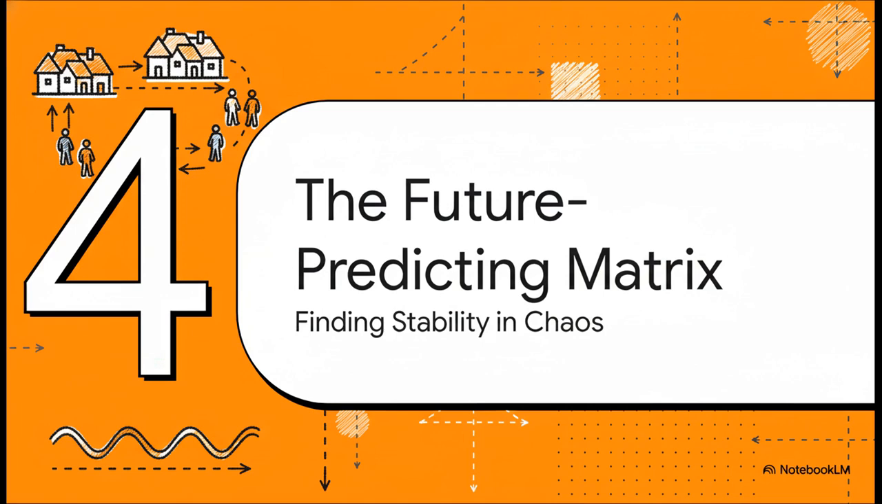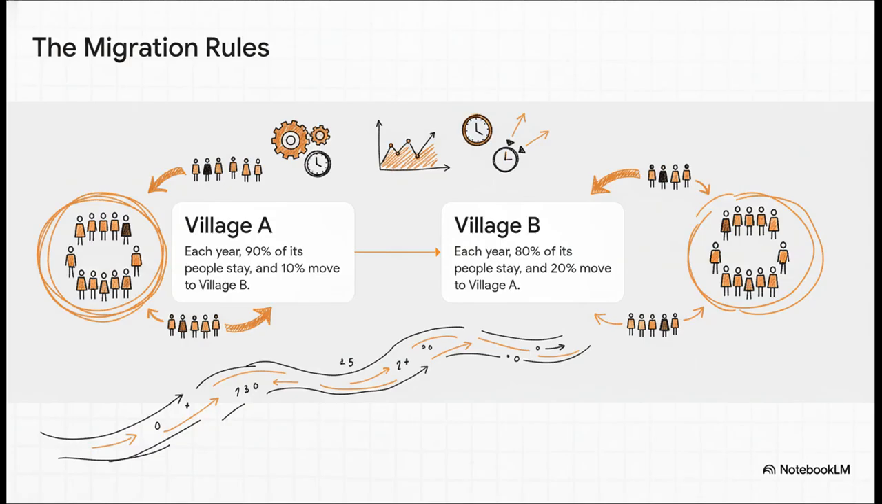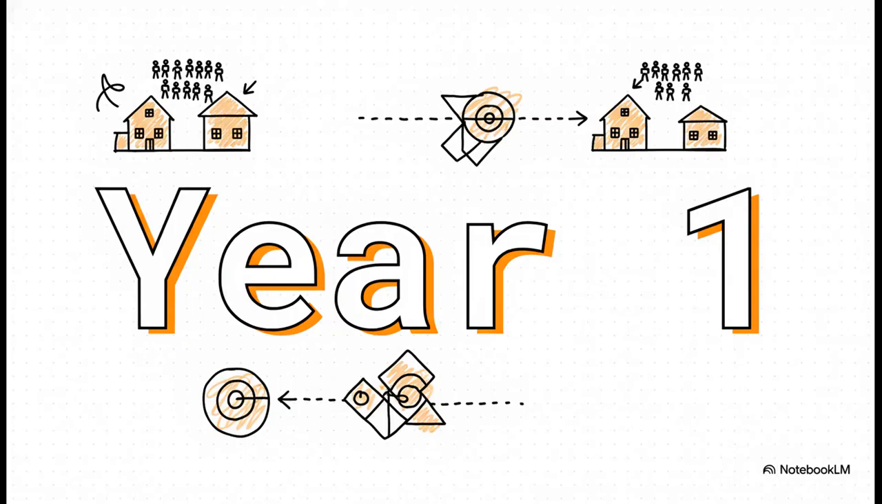Every single year, a bunch of people move between them, which creates this dynamic, always changing system. The rules for this migration are super simple and they never change. Village A is a little more popular, so it holds on to more of its residents. Village B, on the other hand, loses a slightly bigger chunk of its population to Village A each year. And believe it or not, these 2 little rules are all we need to predict the entire future of these villages. So let's say we start out with 100 people in each village.